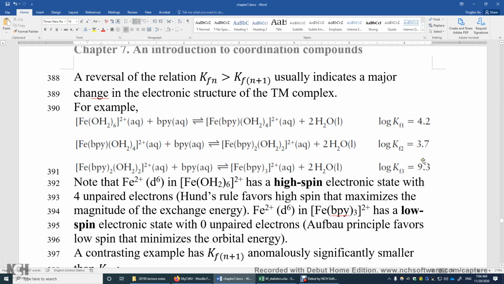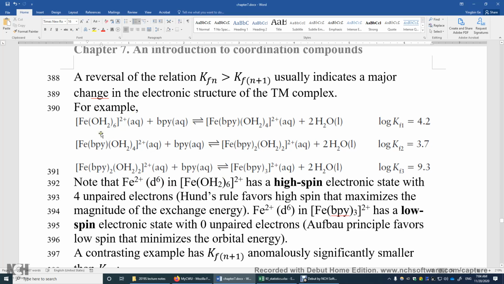But then if you look at the next one, now we're going to replace the last two aqua ligands with a BPY. In this case, this Kf formation constant is 10 to the power of 9.3. So this is much greater than this. This is about 10 to the power of 5.6 factor greater than Kf2. It's nearly 1 million times greater. So what's going on here? Well, there is a significant change in the electronic structure in the transition metal complex.